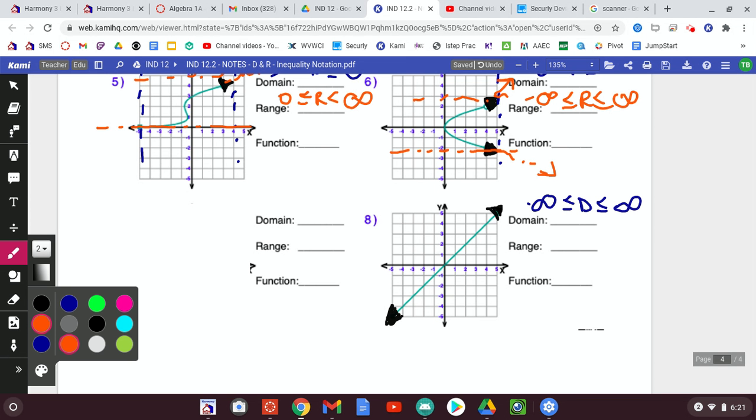And then my range, again, can I put a floor and a ceiling on this? No, it's going to keep going high, low forever and ever. So my range is also negative infinity to infinity. Okay, so a diagonal line with an arrow on both ends is always going to give you all for infinity. All right.